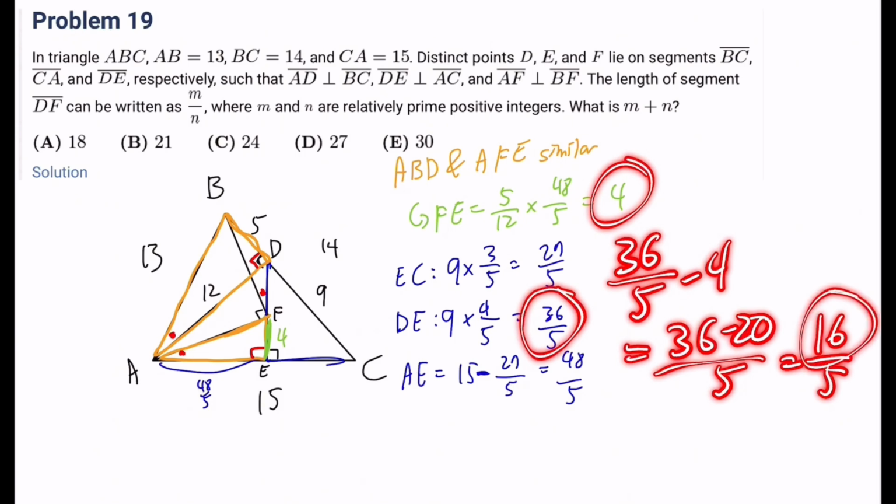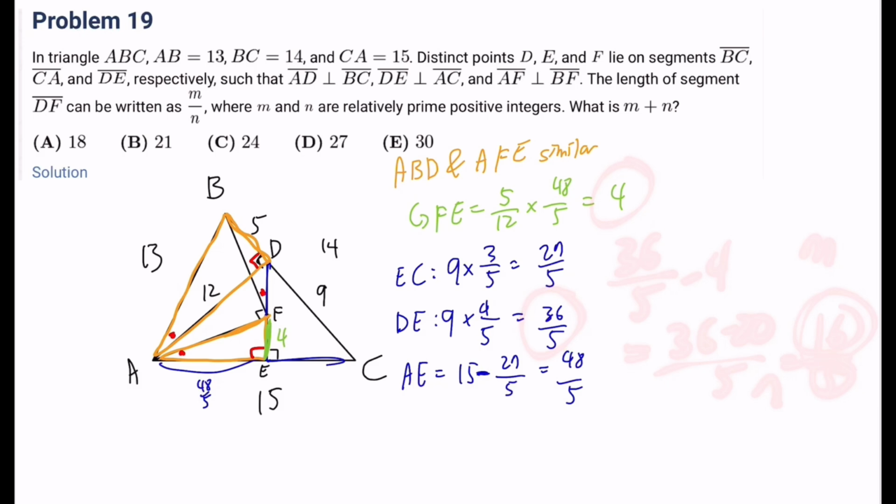And so we have this is M, and this is N. So M equals 16 and N equals 5. This gives us the sum of 21, and that's our answer.